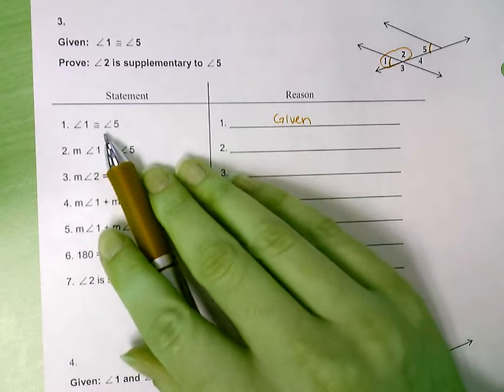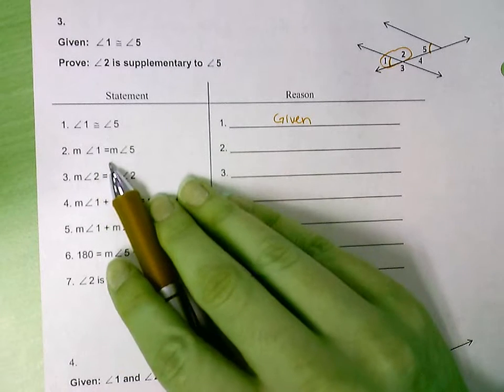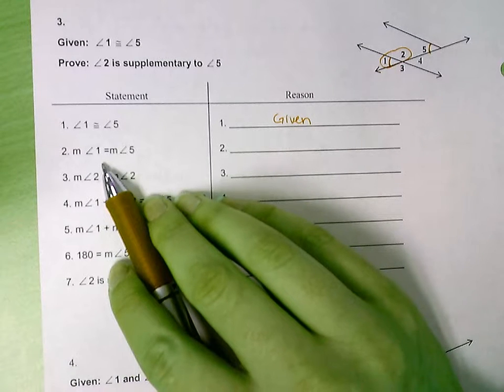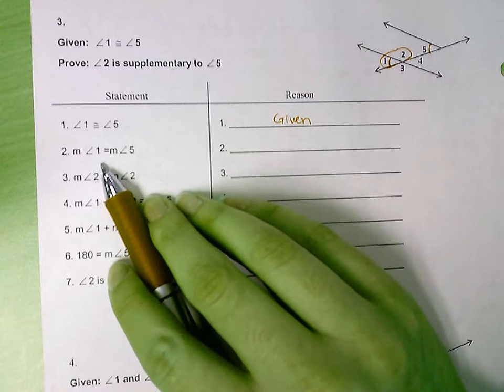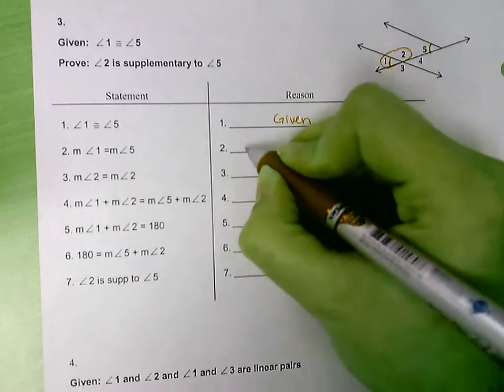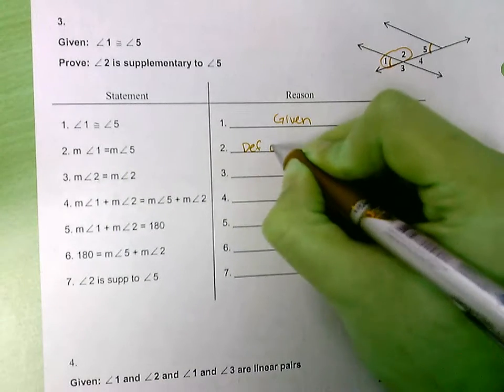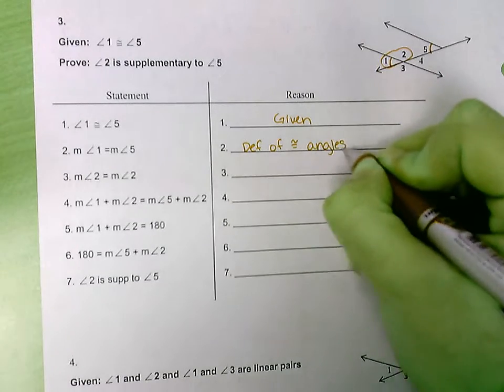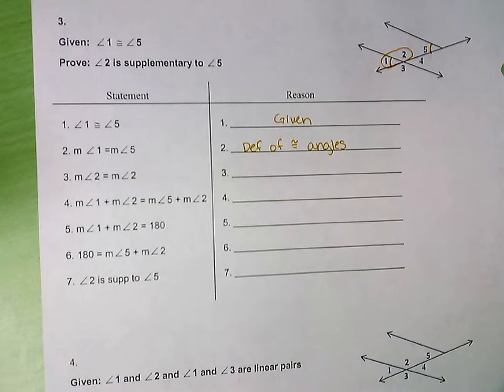Okay, now I want to see what changes from 1 to 2. Okay, I went from congruent angles to equal measures. Okay, when I do that, that is the definition of congruent angles. And please make sure you write angles and not segments, because we're working with angles, not segments.